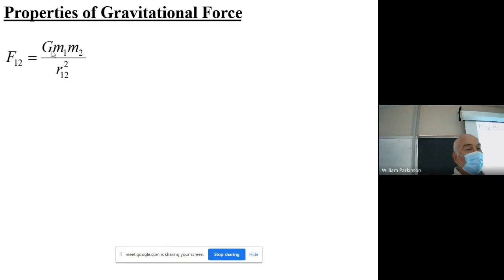There's a force on object 1 caused by 2. That's what that means. F12 is the force on object 1 caused by 2. And to figure out how much magnitude it has, you plug in the mass of 1, the mass of 2, and you divide by the square of the distance between 1 and 2. We call that R12 squared. That's the distance between mass 1 and mass 2.